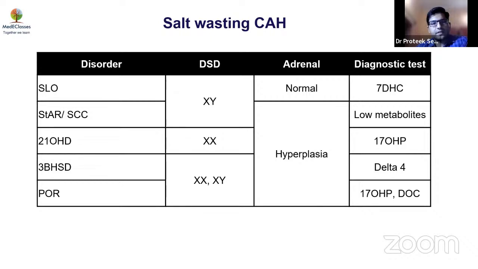Now, according to where the defect is, such as Smith-Lemli-Opitz, look for 7-DHC levels. StAR and SCC will have low distal metabolites. 21 hydroxylase, we all know, is 17-OHP levels. So, according to whatever defect, salt wasting will be occurring in these defects.